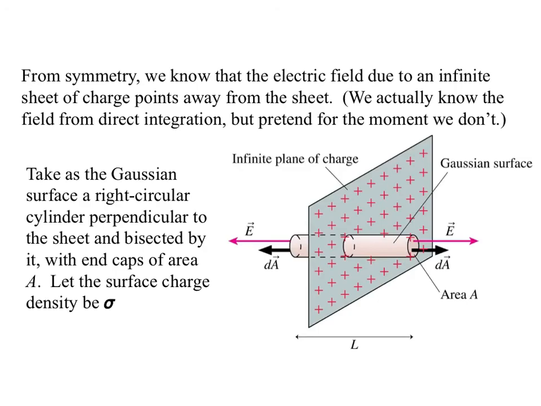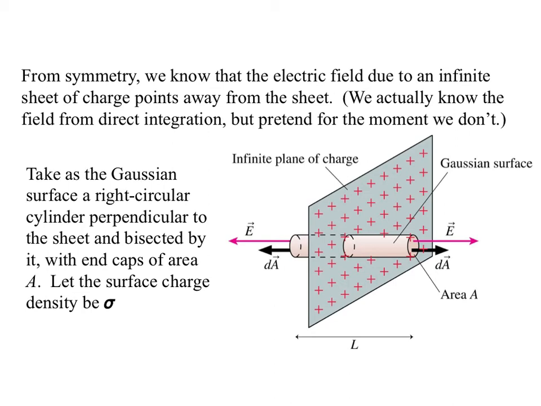All right, different case. From symmetry, we know that the electric field due to an infinite sheet of charge points away from the sheet. We actually know the field from direct integration, which we did before. Let's pretend for the moment that we didn't. You might remember the integration. It was a little messy. We had to get a ring of charge and then a disk of charge and then let the disk become infinitely large. Instead, let's do this.